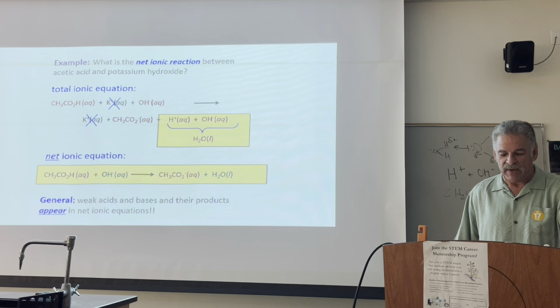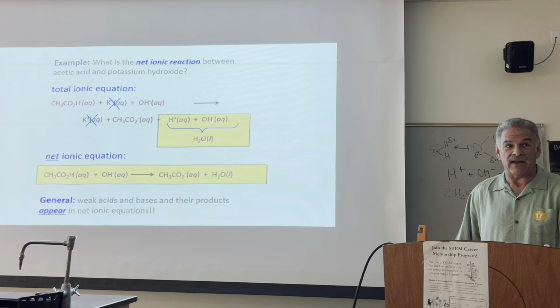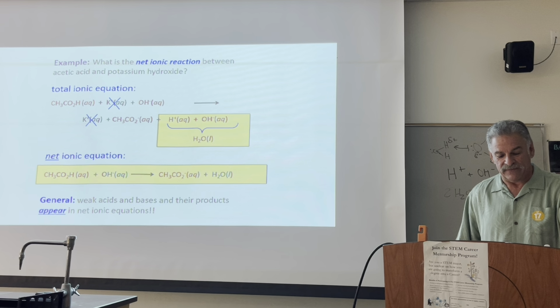Generally, weak acids and bases and their products appear in net ionic equations, right? Did you see that? That's the difference. How can you tell if it's a strong acid? It doesn't appear. How can you tell if it's a weak acid? It does. Because it changes, right? It started as an acid, and it dissociated, and it's changed to make water. And you can make this go back and forth depending on what you do.